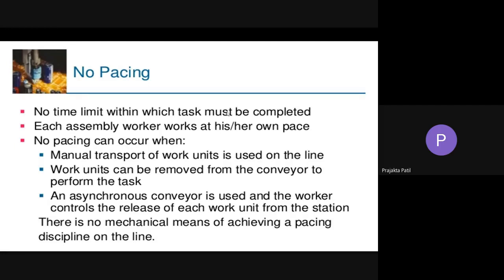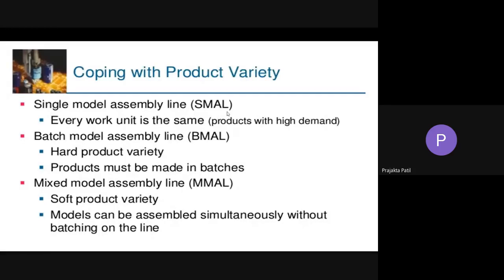So, this is about what line pacing is and what the three levels of line pacing are. Now let's see what coping with product variety means. Owing to the versatility of human workers, manual assembly lines can be designed to deal with differences in the assembled products. We have so many varieties of products that are assembled. Almost all the products that we see around us are assembled. So in general, the product variety must be relatively soft when it comes to manual assembly lines.